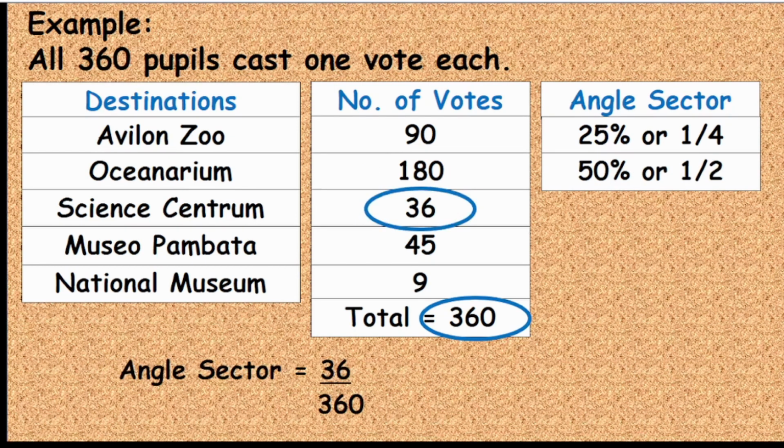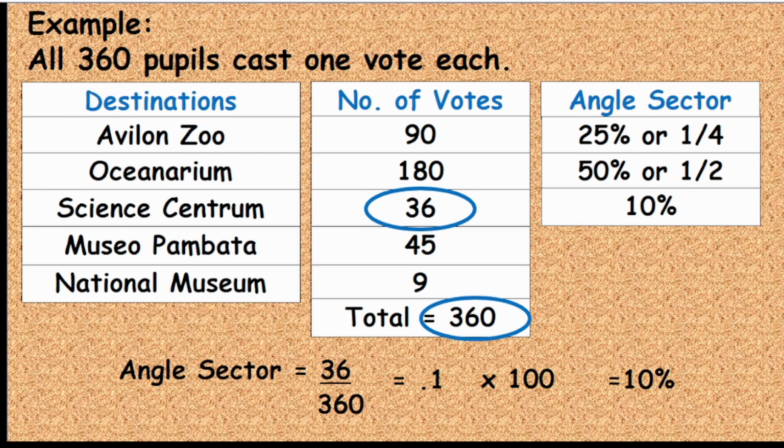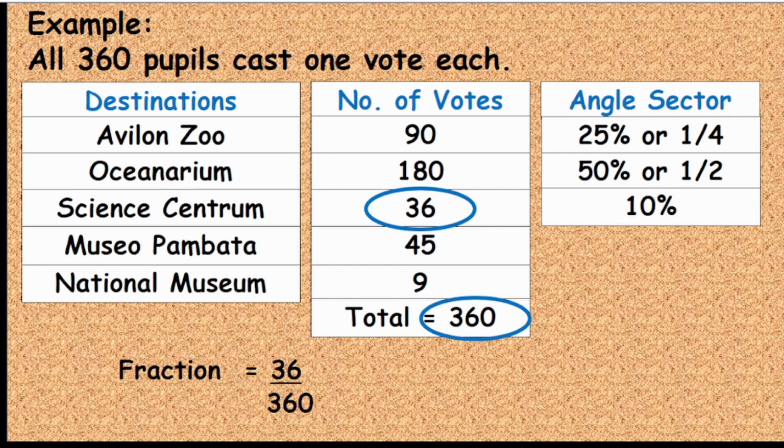In Science Centrum, the total number of votes is 36. So 36 divided by 360 is equal to 1/10. 1/10 times 100 is equal to 10%. So Science Centrum has 10% angle sector. In fraction form, 36 divided by 360. We are going to divide them both by 36.